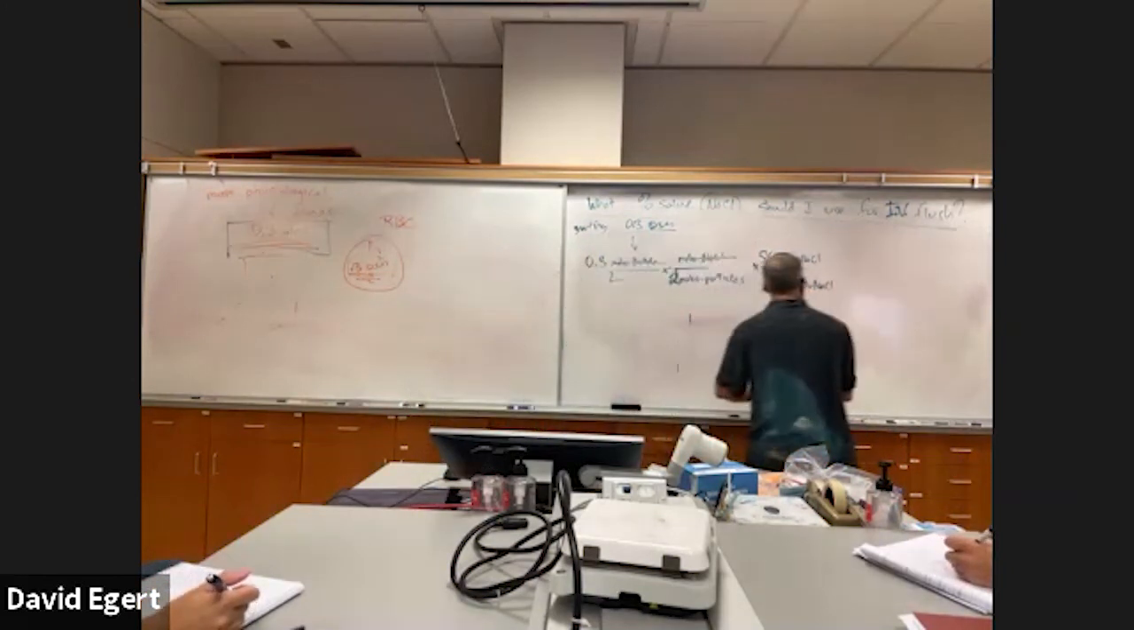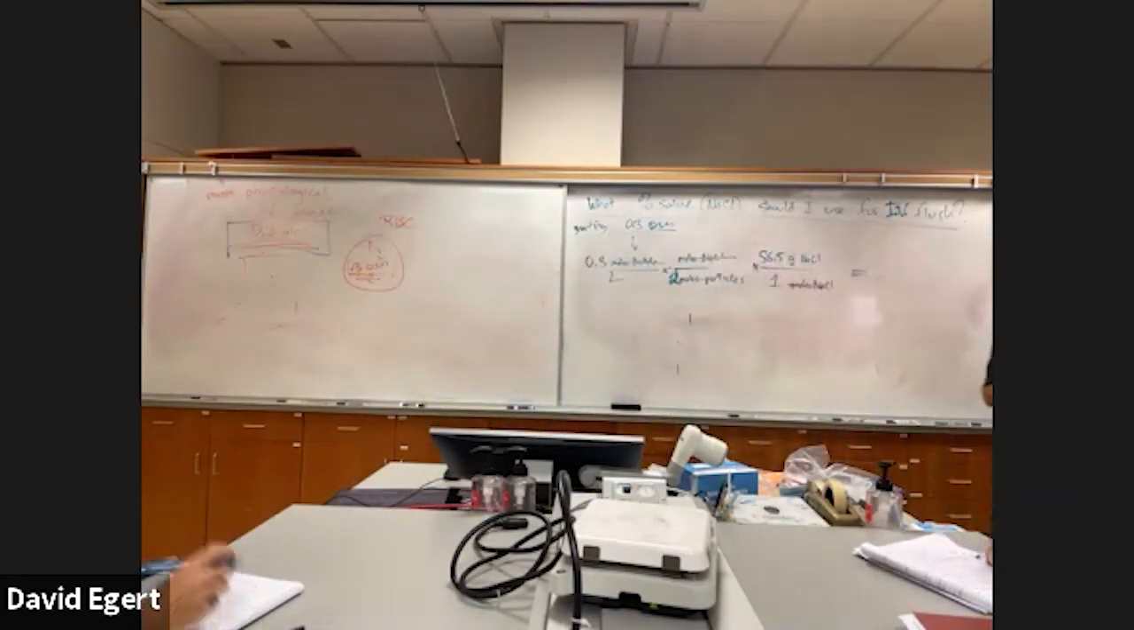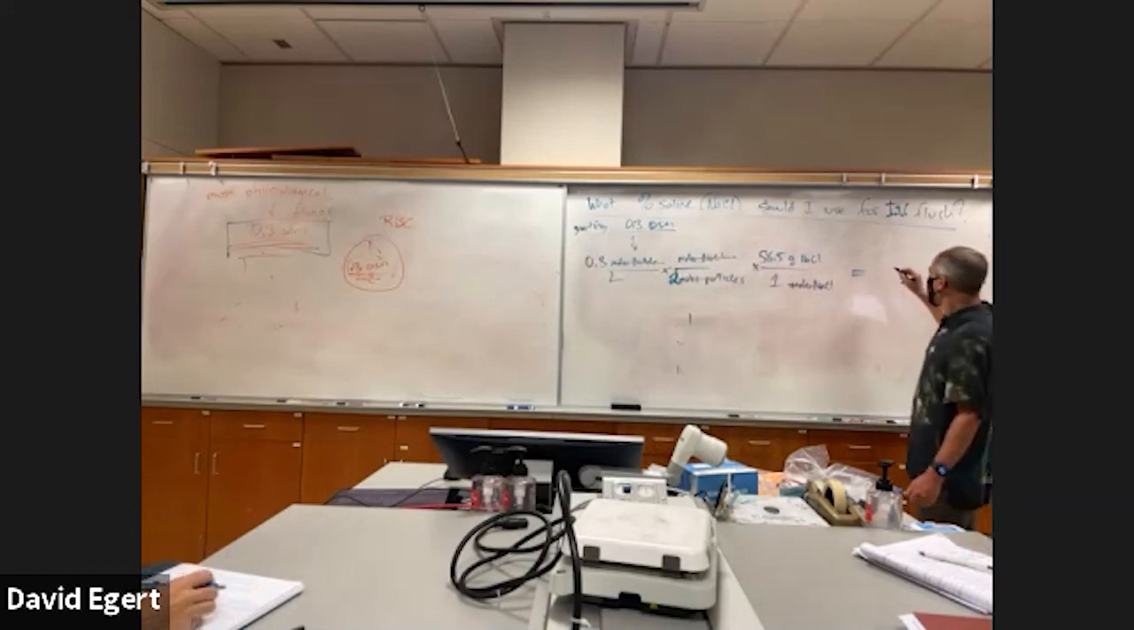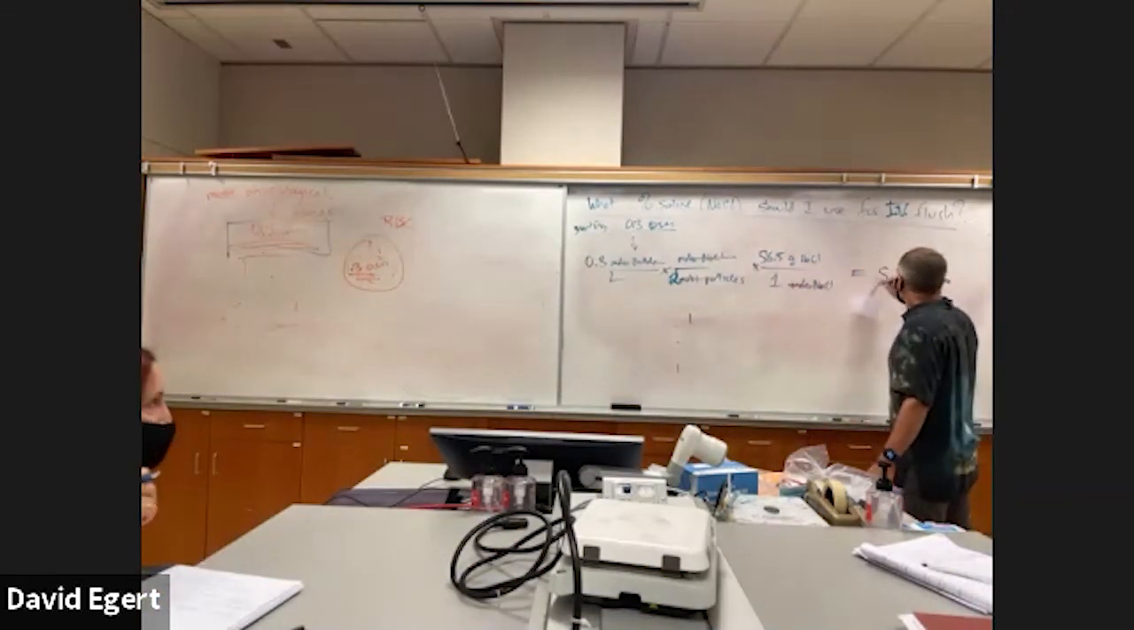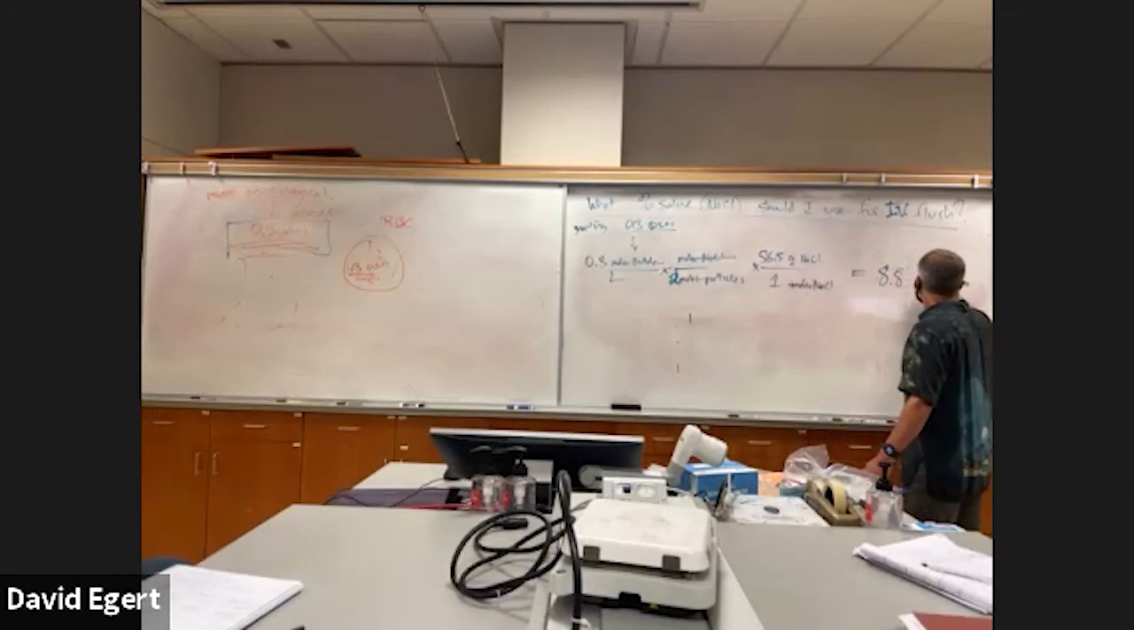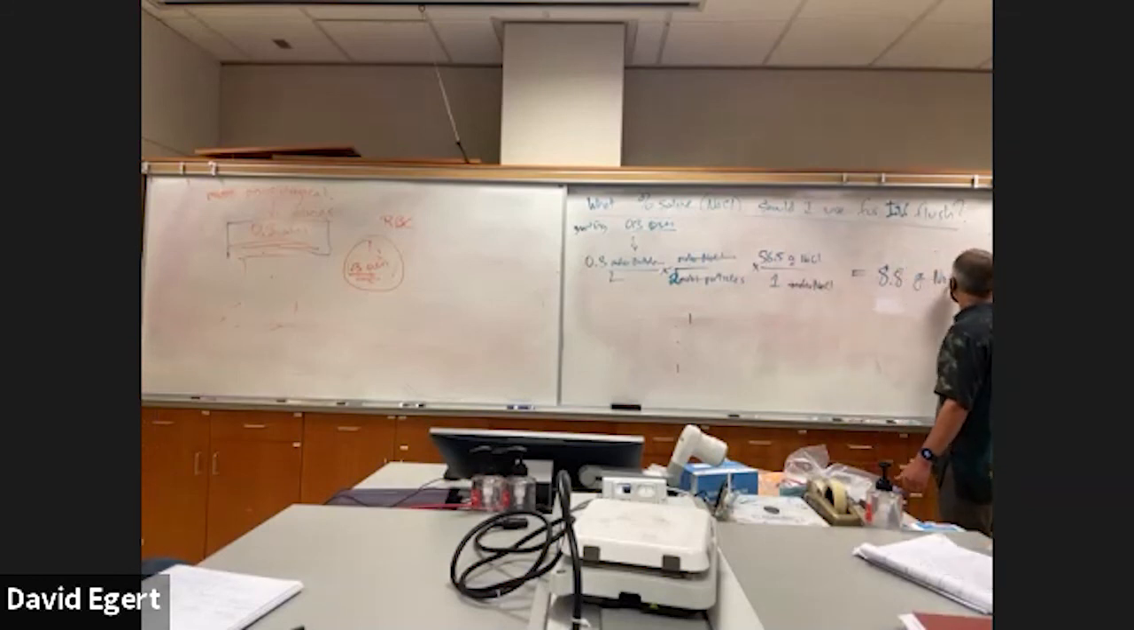If I just multiply through here, I don't know if anybody has their iPhone with a calculator on it right now. What do we end up with? 0.3 times 58.5, what's that? 17.55 divided by 2 is 8.775. Say it, Michael? 8.775. So basically 8.8 grams NaCl over 1 liter.